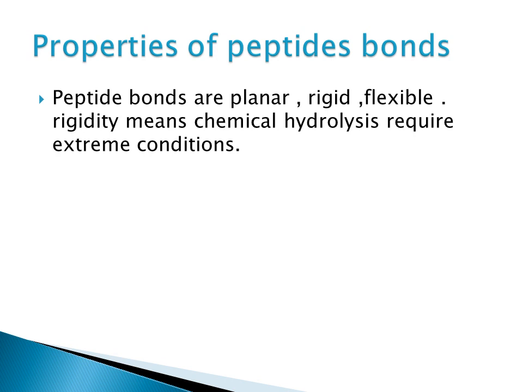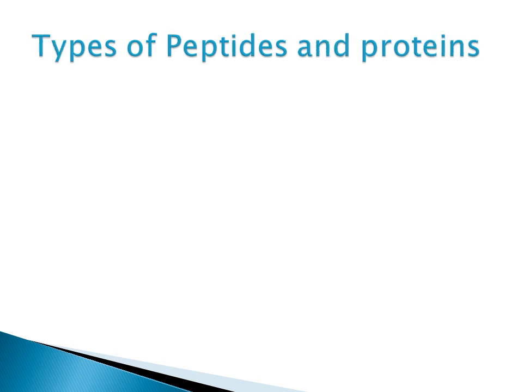Properties of peptide bond. Peptide bonds are planar and rigid. What is meant by rigidity? Rigidity means it cannot be hydrolyzed chemically without extreme conditions. That means it is a stable bond, and cannot be broken down at usual conditions. It needs a lot of heat, or strong acid or strong base, to be hydrolyzed or to be broken.